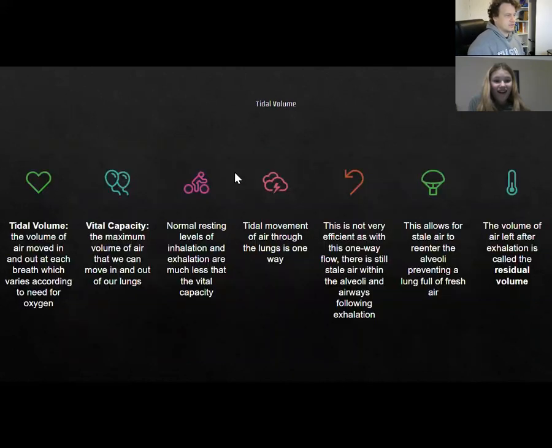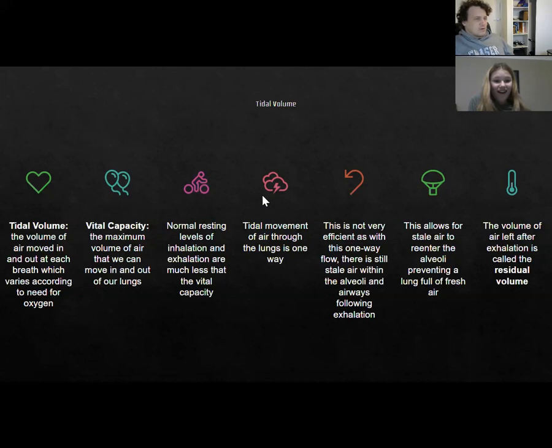So getting to the end of this. Tidal volume is the volume of air moved in and out at each breath. And this varies according to how much oxygen we need. If we look at it, the need for oxygen depends on our activity level. The vital capacity is the maximum volume of air that we can move in and out of our lungs. The normal resting levels, what we're breathing now, is a lot less than this vital capacity.